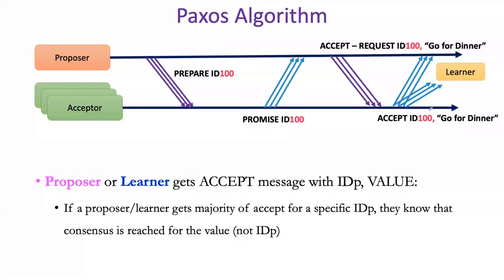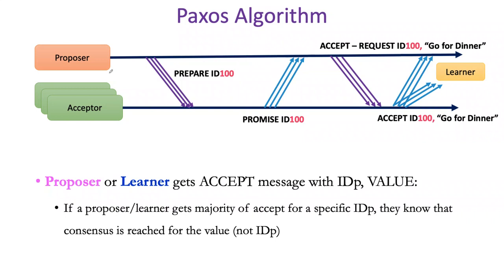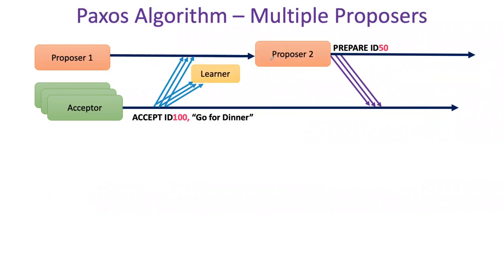The learner gets this accept message. Every node will get this accept message with the ID and the value go for the dinner. If the proposer or learner gets a majority of accepts for this specific ID, then they know that the consensus is reached for that value, not on the ID proposed. This happens with a single proposer in Paxos, but there is a possibility of multiple proposers also in that network.